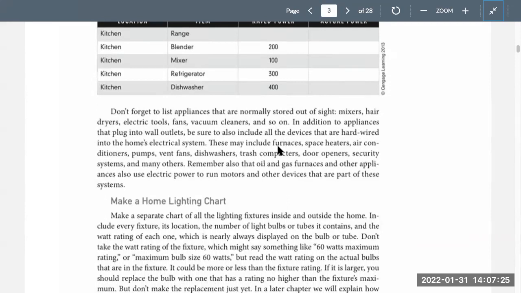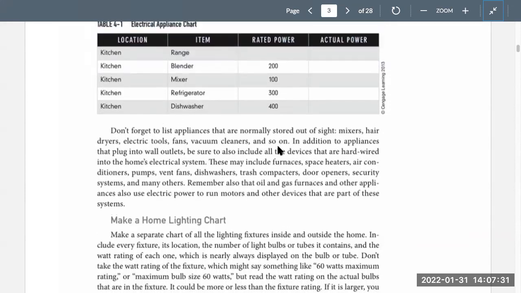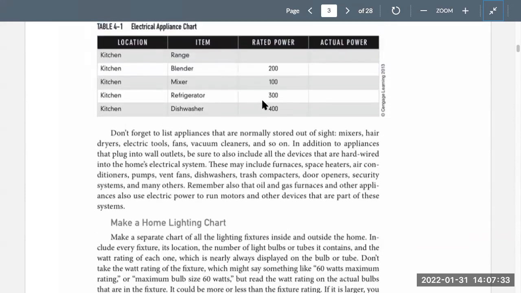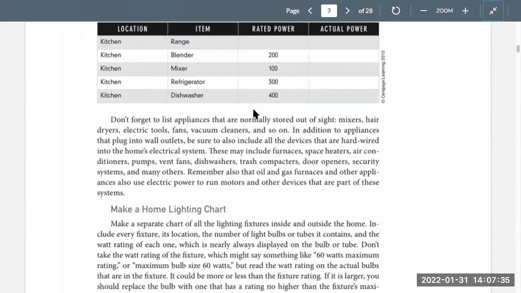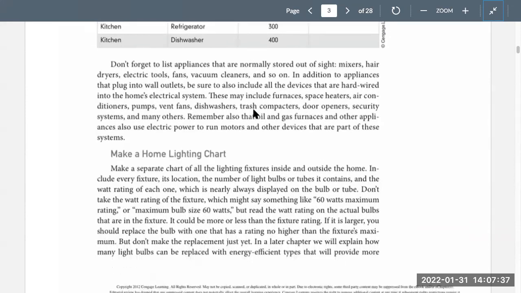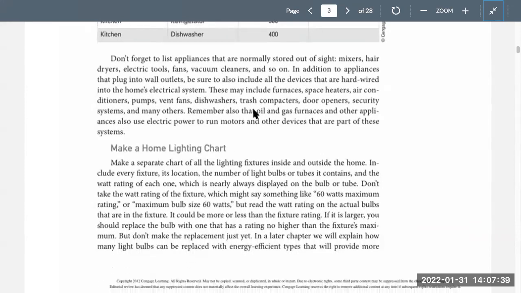But if you're doing an energy audit, what you're trying to do is look at all of the different loads in the different rooms and calculate them individually to get a better idea of where the waste is.